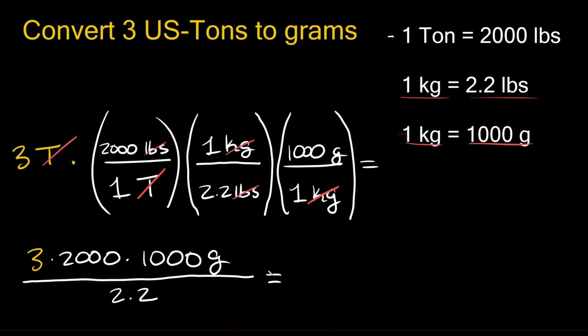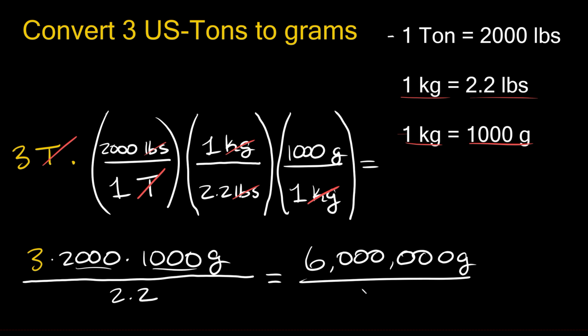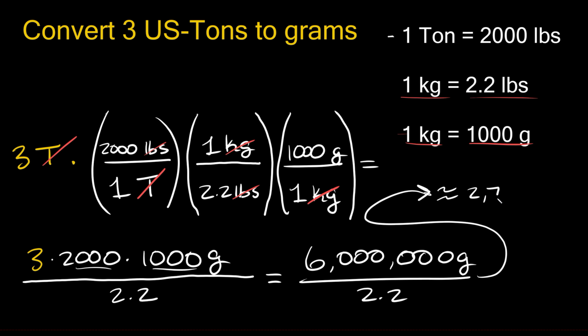Okay, now if you multiply this out, all right, so it looks like we get 6 million on top, and our units again are grams, and again that's over 2.2. Okay, now if you divide these two, 6 million divided by 2.2, you'll get that this is equal, let's move it over here, to approximately 2,727,272.7. And again, our units are grams.